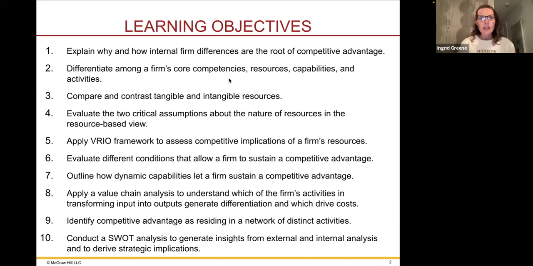Next, we're going to look at comparing and contrasting tangible and intangible resources. Tangible being like brick and mortar, things you can touch and feel, and intangible being company culture, and how they do things around there, the whole organizational behavior piece. And I don't know if you knew this or not, but the intangible resources are typically much higher in value than the tangible ones. We're also going to evaluate learning objective number 4, the two critical assumptions about the nature of resources in the resource-based view.